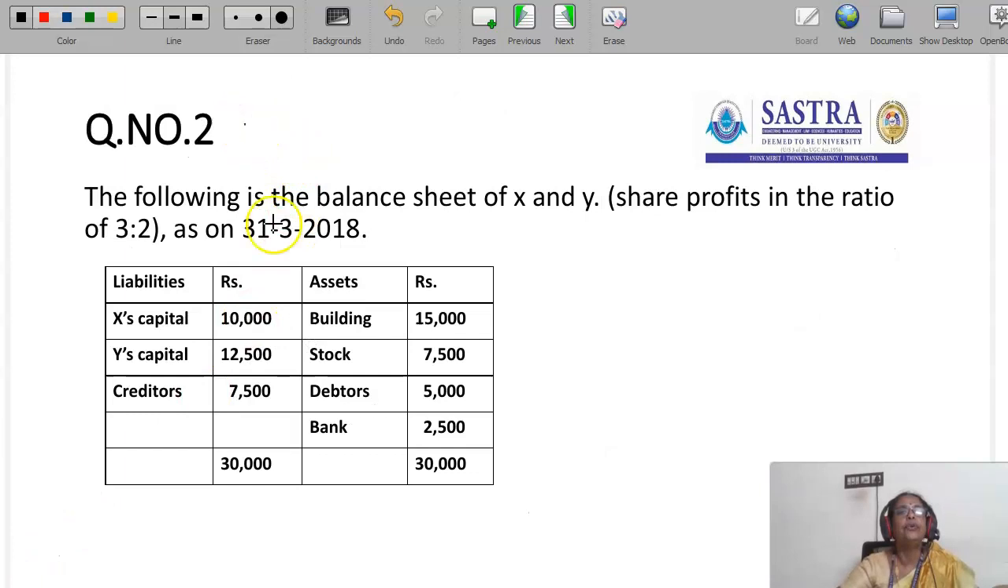This is question number 2. Following is the balance sheet of X and Y, who share profit or losses in the ratio of 3:2 as on 31st March 2018. There are two partners, X and Y. X's capital is 10,000, Y's capital is 12,500. Creditor is 7,500, building is 15,000, stock value is 7,500, debtor is 5,000, bank is 2,500. So the total of the balance sheet is 30,000.